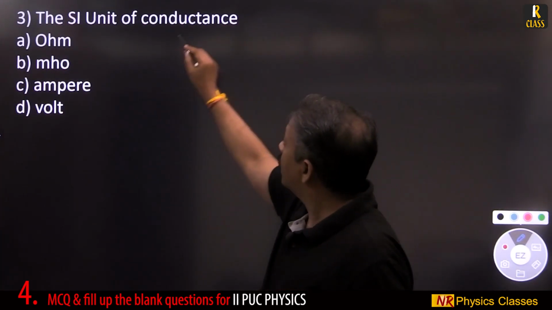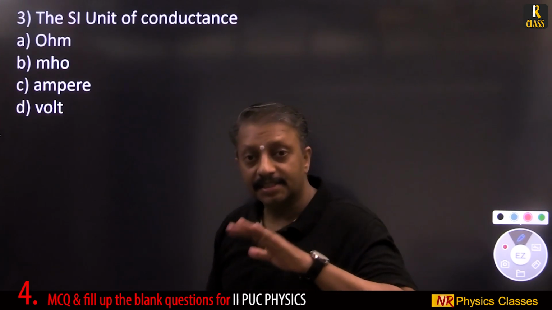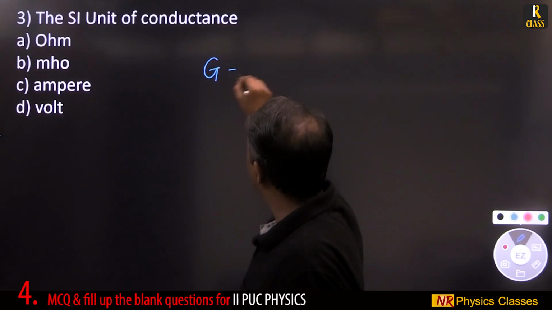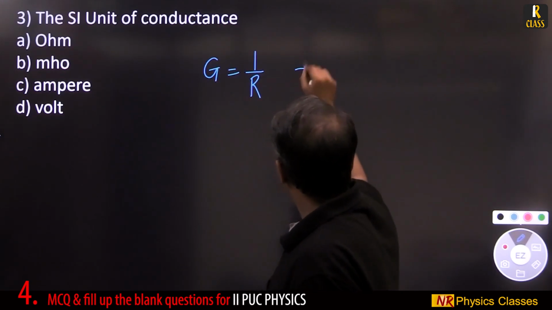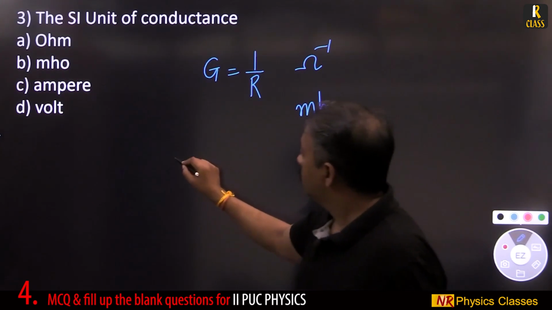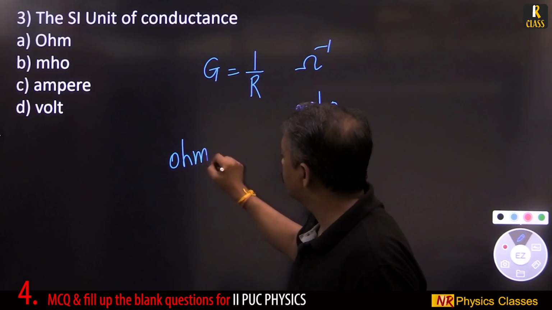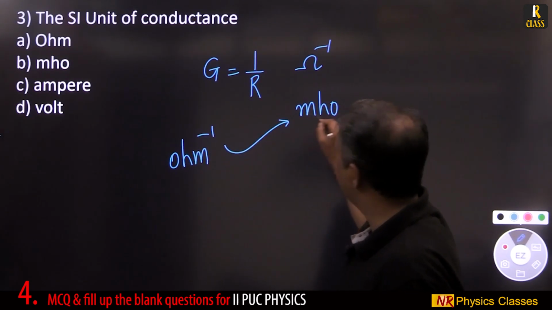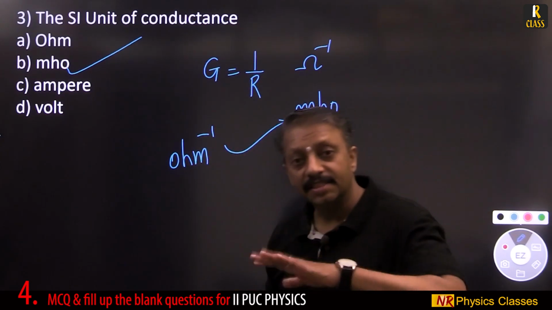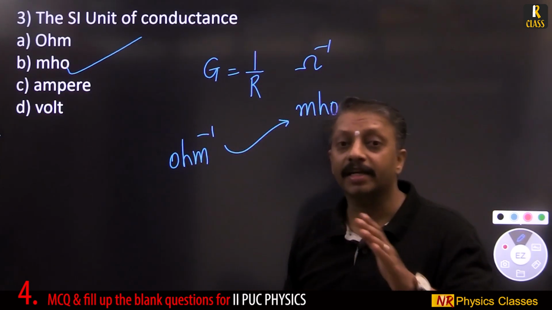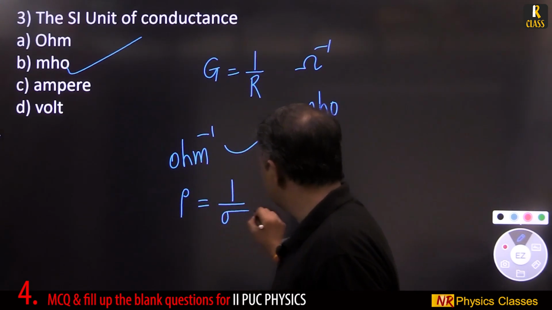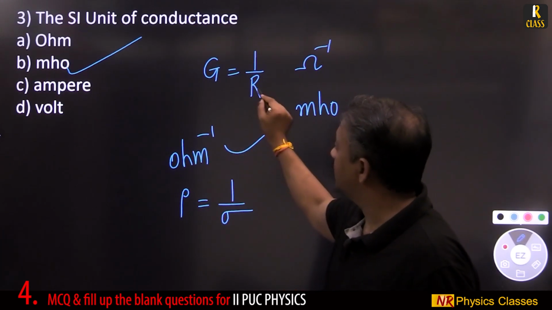The SI unit of conductance. Conductance, G, is equal to the reciprocal of resistance. It is per ohm or mho. Inverse of ohm is mho. Resistance, conductance. Resistivity, conductivity. Resistivity is equal to 1 by conductivity. This is conductance, resistance.